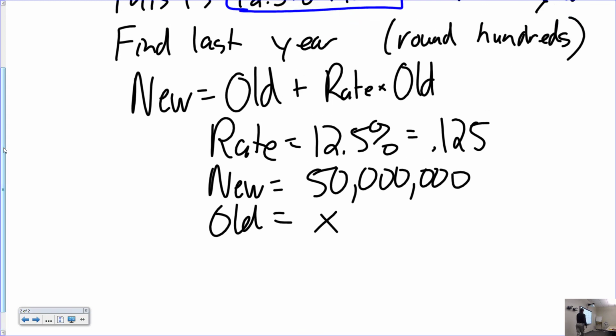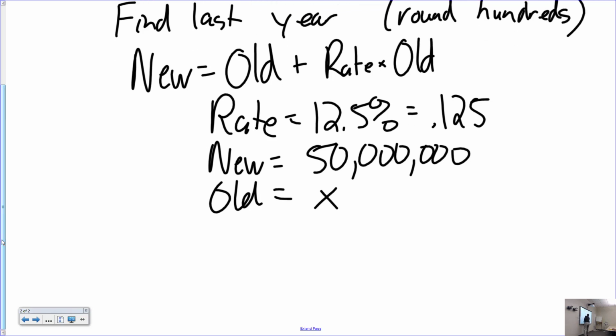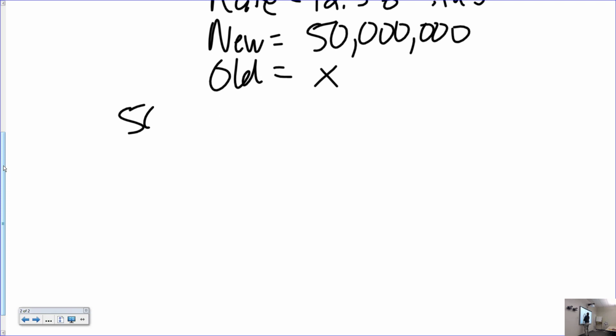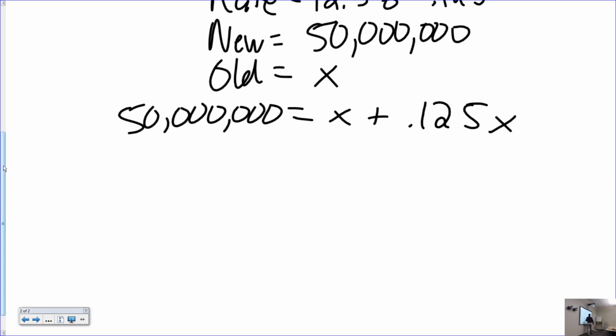This gets you at least 5. And again, you haven't written any algebra down, you haven't even given me an answer, but you are halfway to the right answer, okay? You've done nothing but write down what the question is, and done it mathematically. Now, substitute in, so just replace. 50 million equals x plus 0.125x. Again, old is x, substitute accordingly.